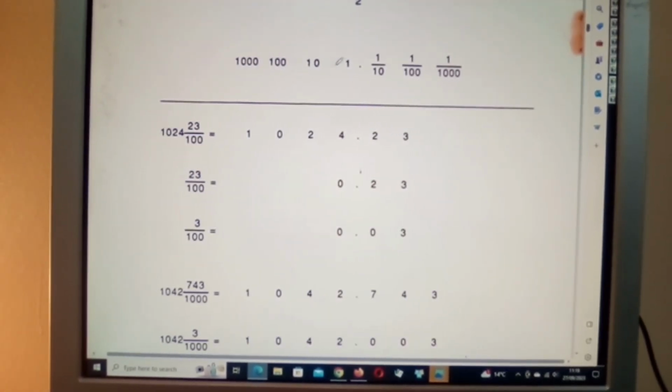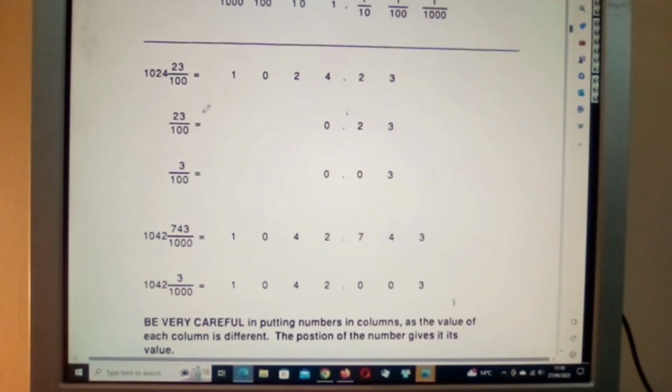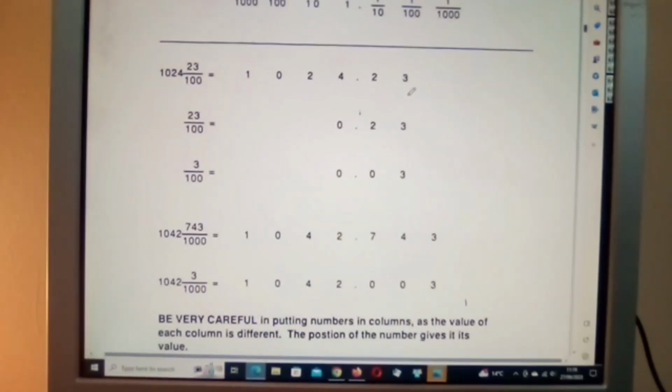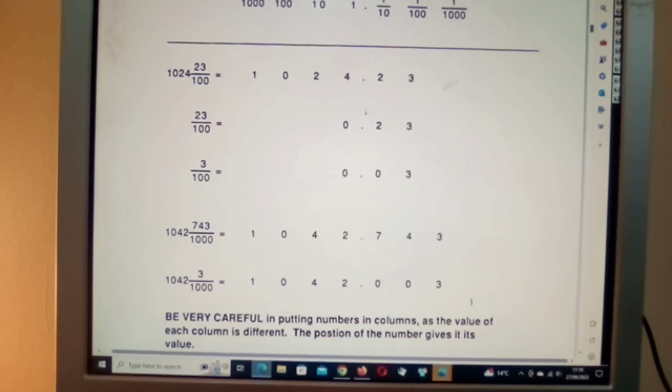We got 1110.1. These are whole numbers, these are fractions or decimals when you convert them to decimals. Here we have, what's this number here? 1024 and 23 over 100, point 1024.23. Now again here you will simply divide the 23.